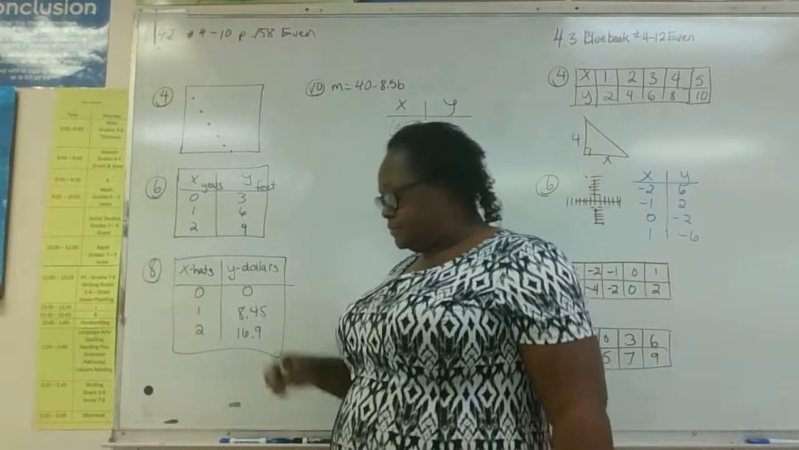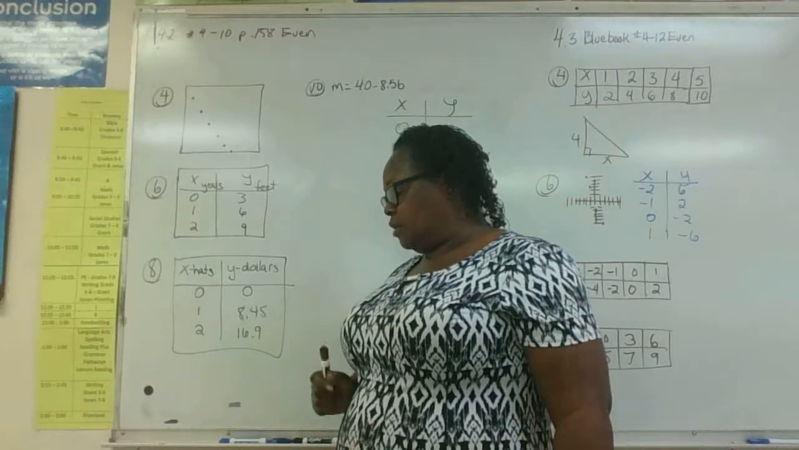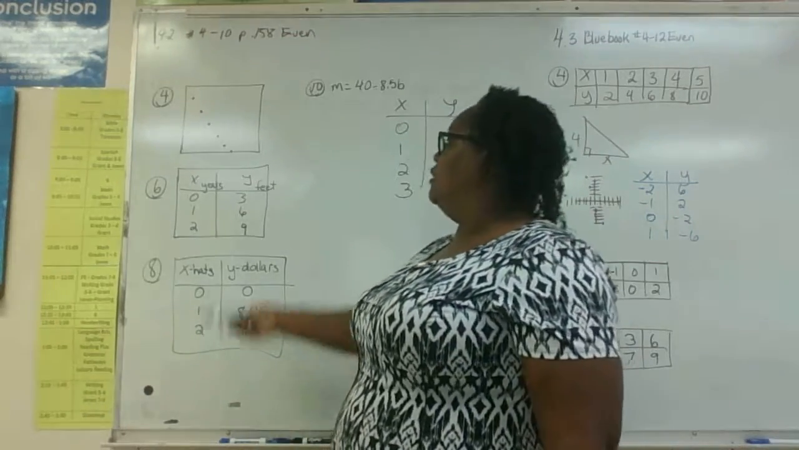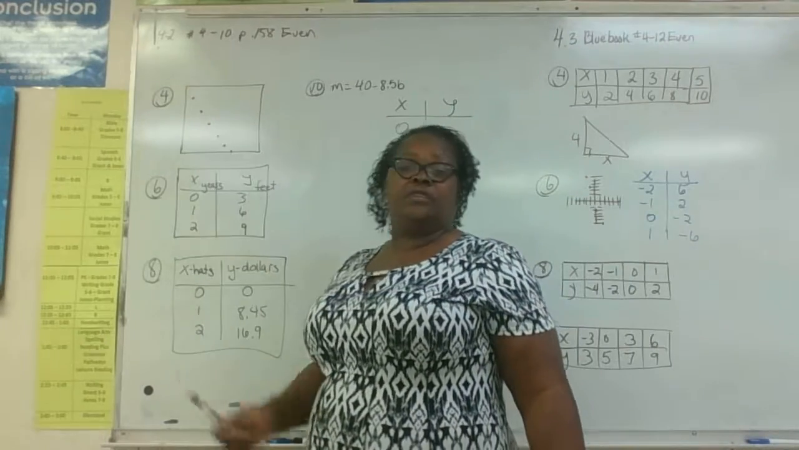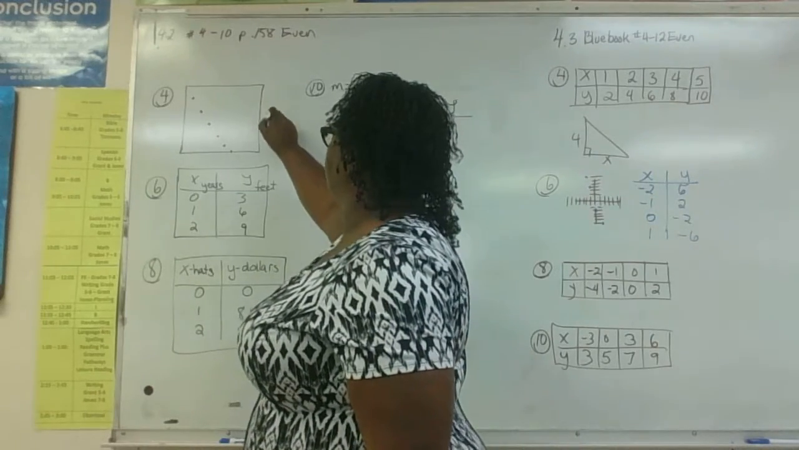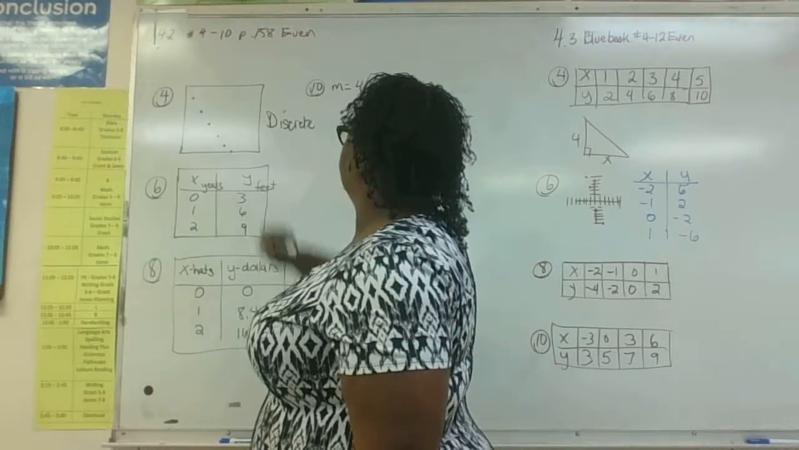So let's take a look. On page 158 in our textbook, it asks us to determine if it is discrete or continuous. For number 4, you see the distinction of each individual amount. So therefore, we call that discrete. So we're going to put a discrete here. Okay? All right.